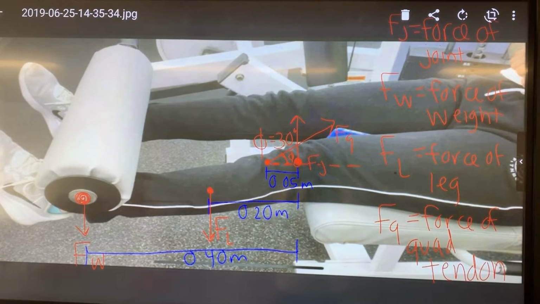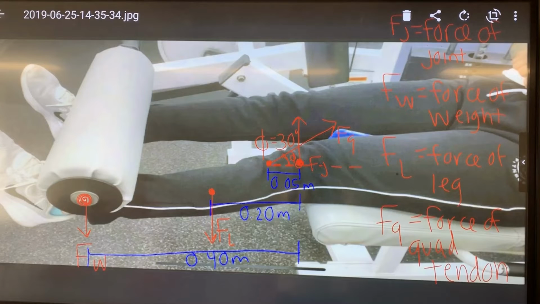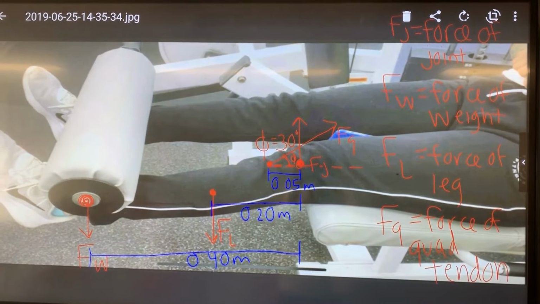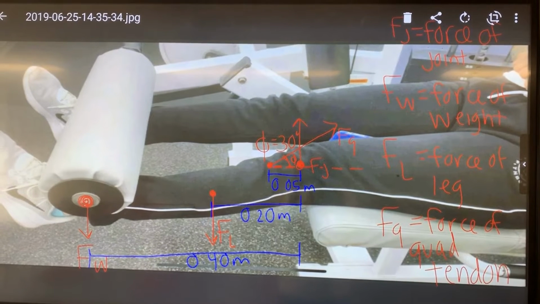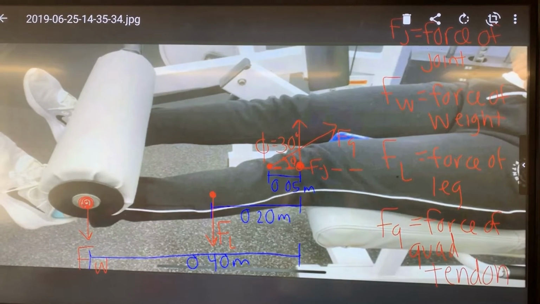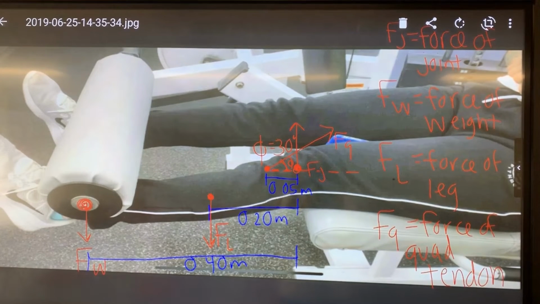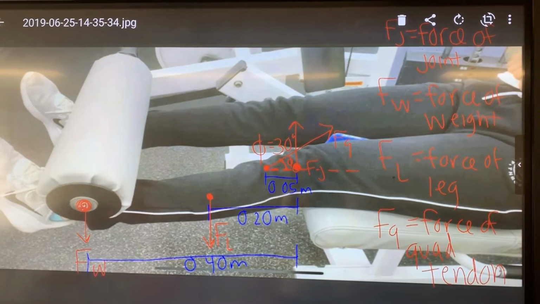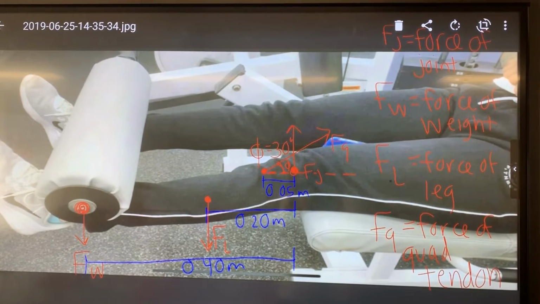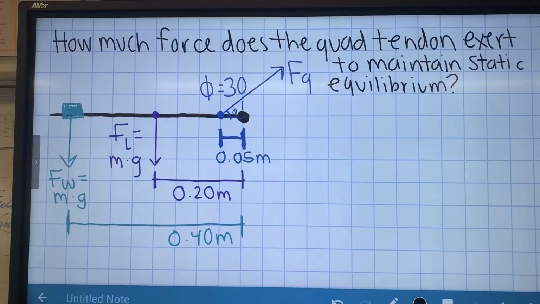So from the axis to the insertion of the quad tendon will be 0.05 meters. From the knee joint to about halfway of the leg would be 0.20 meters. I used halfway because that's where most of the mass of the leg would come from. Then from the knee joint to the weight is 0.40 meters. I also want to note that the angle of the quad tendon is 30 degrees.